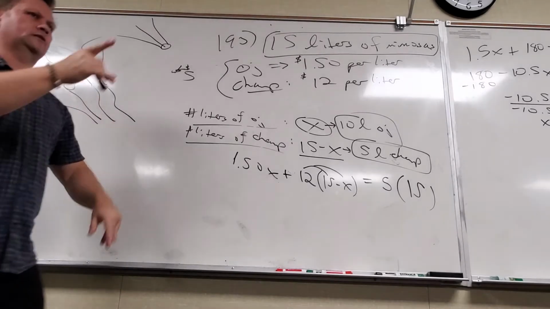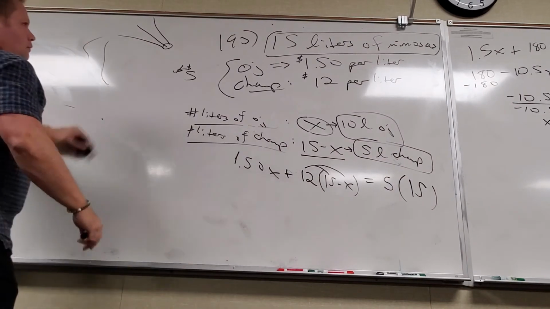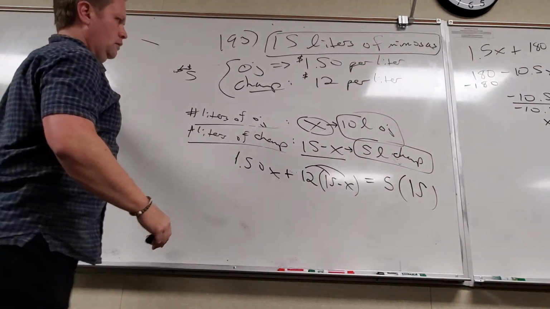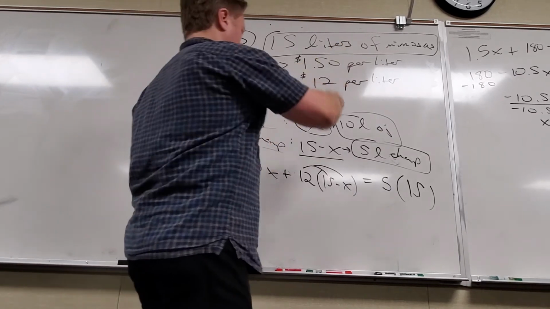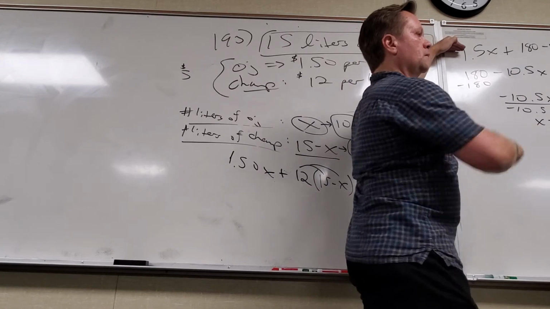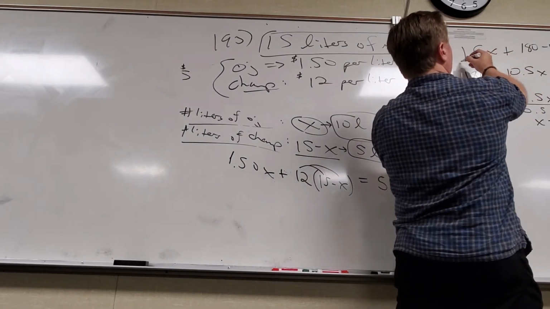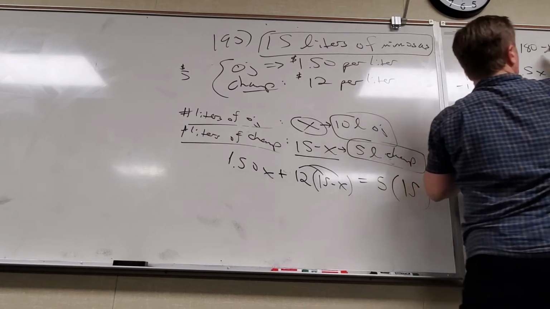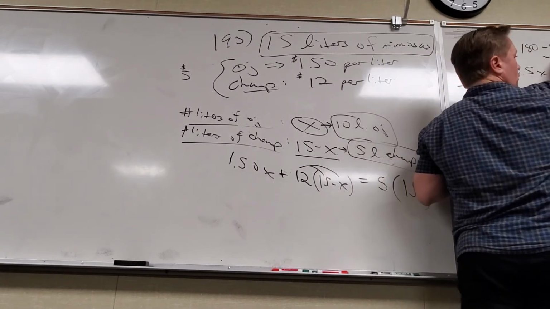Yes? I got stumped then. Where did you get 10.5 from 1.5x plus 180 negative 12x? How did you come up with that? I distributed, right? You're cool with this one? Right. And then what are my like terms? 1.5x and negative 12x. 1.5 minus 12.